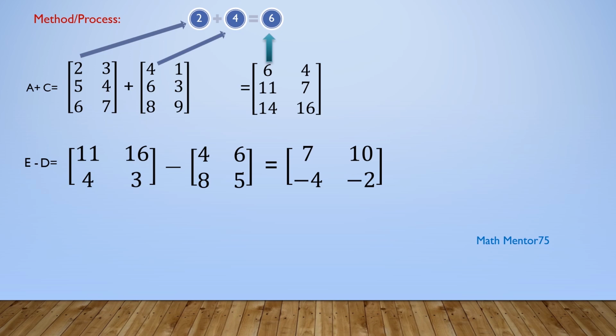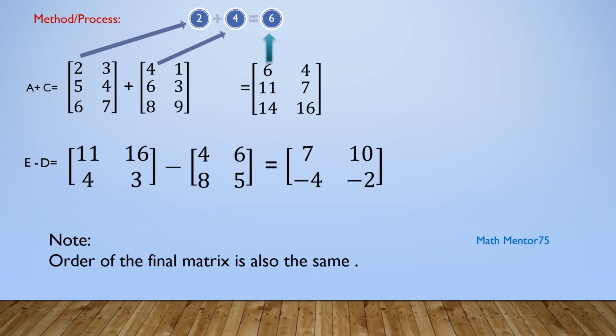Now one thing you have to notice over here: what would be the order of the final matrix? The final matrix will have the same order. What is the order of A and C? They have order 3 into 2. So the order of the final matrix would be 3 into 2. And in E minus D, the order is 2 cross 2, because E and D both have order 2 cross 2.